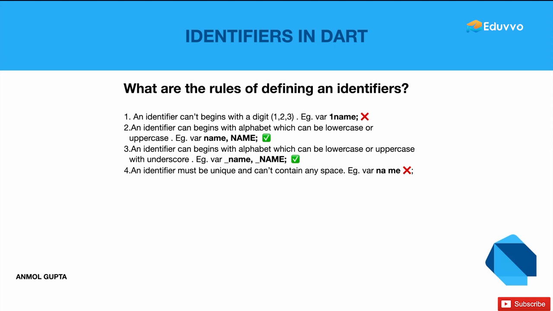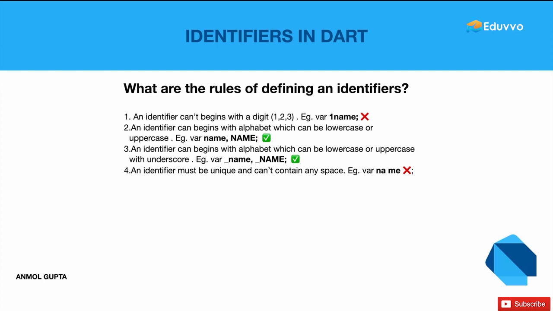Also, in the Dart programming language, we can start an identifier with an underscore, just like given over here, underscore name or underscore capital name. The fourth rule that we need to follow is that we cannot have empty spaces within the name of the variable, for example NA space ME. And we need to make sure that whatever identifier we define in the Dart program, each identifier must be unique. We cannot define identifiers with similar names.